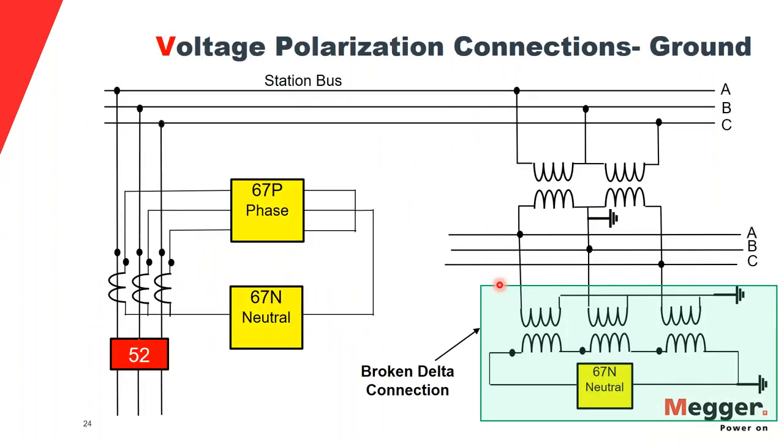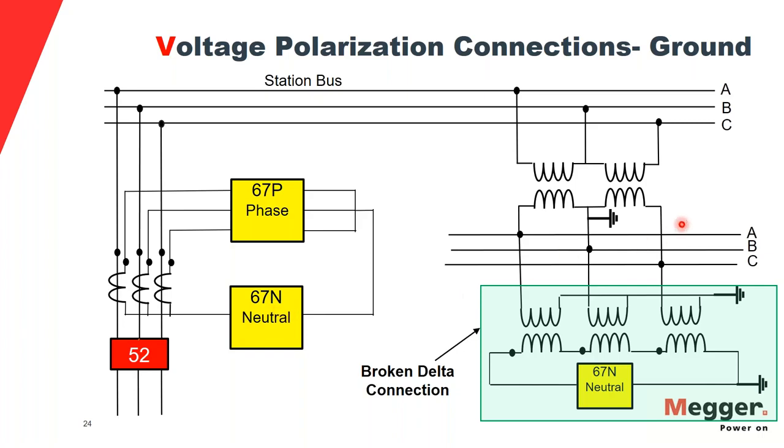So let's see the connections here for the voltage polarization for ground. I have my CTs here, and then this goes to the phase 67P element, and then they would be summed up here at the neutral point, and then the zero sequence current, the neutral current, flows here, which is being measured by the 67N. So that is called the residual current, and 67N is taking that as the operate quantity.